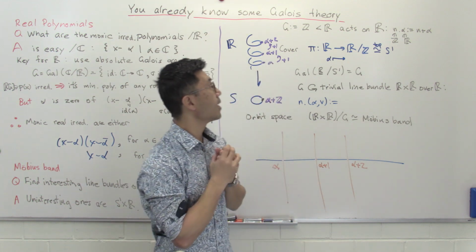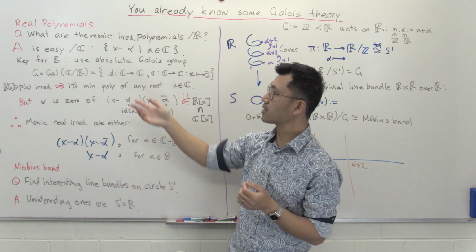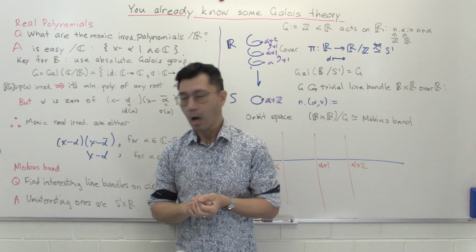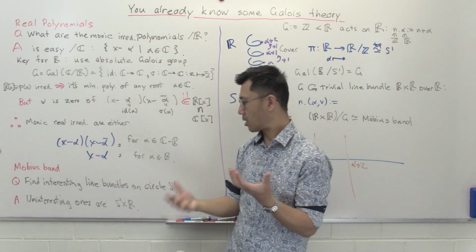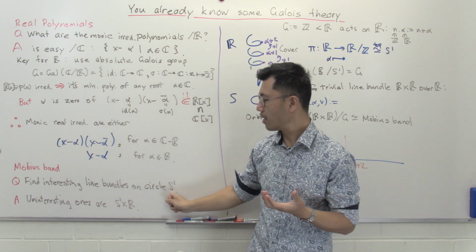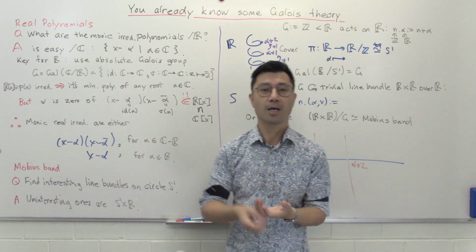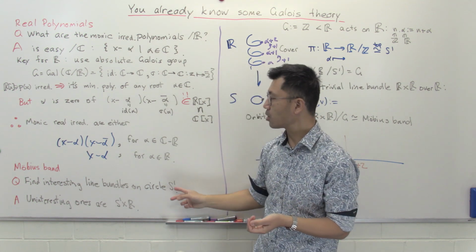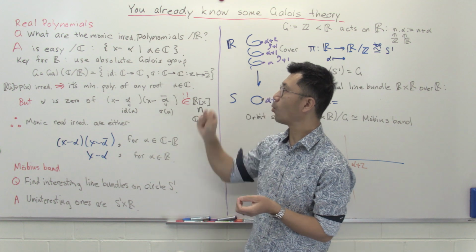So the first thing is that I need something that's like the complex numbers. In this case, the object that's related to S1 that plays the role of the complex numbers is the real line. Okay, so the real line is nice. Why is the real line nice?